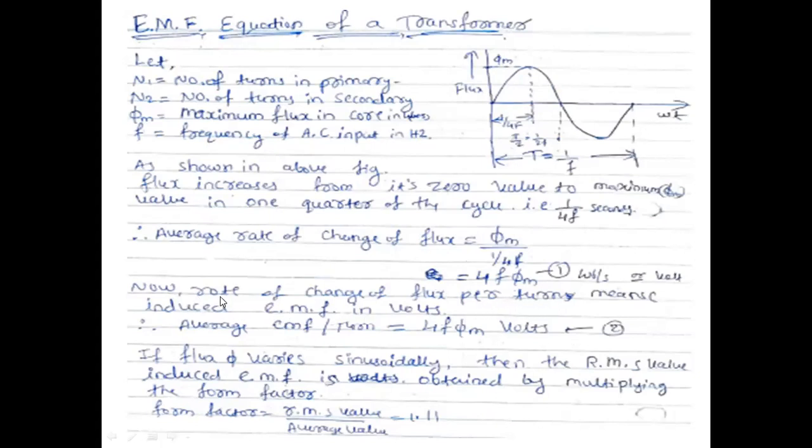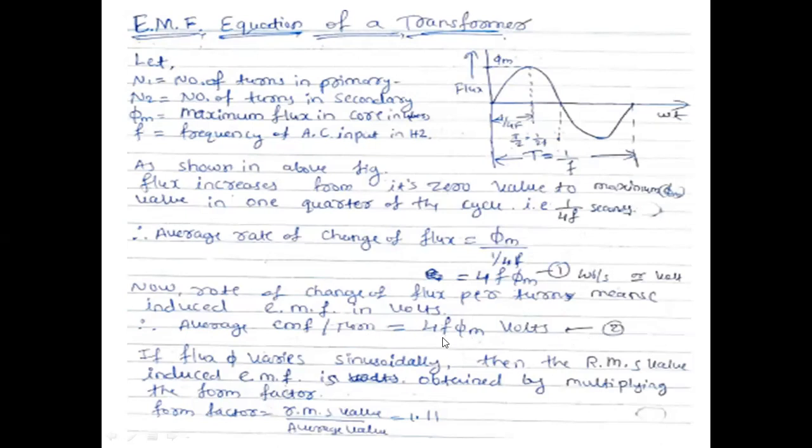Next sentence. Now rate of change of flux per turn. One turn means induced EMF in volts. How much will be induced for one turn, that we have to calculate here. So average EMF per turn, we are not considering n turns here. Per turn means n equal to 1. So n5 we are writing here, 5 is equation number 1. So n is 1 here. So 4f 5m volts we can write directly here.